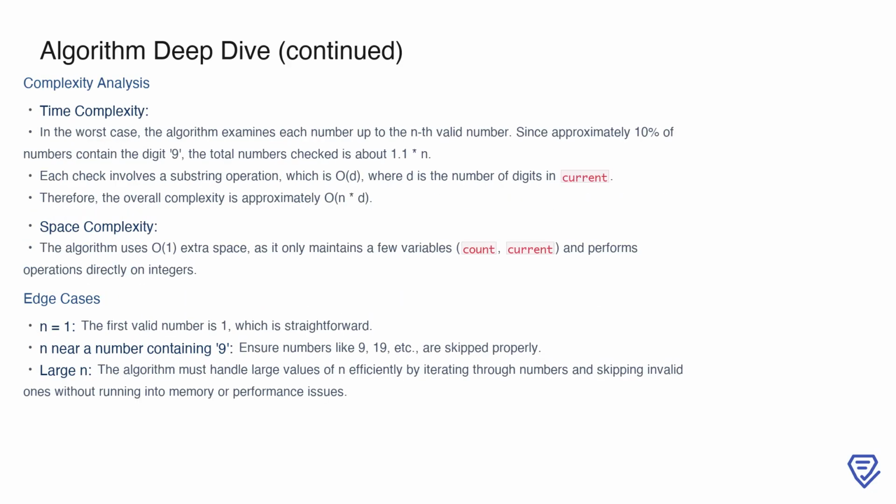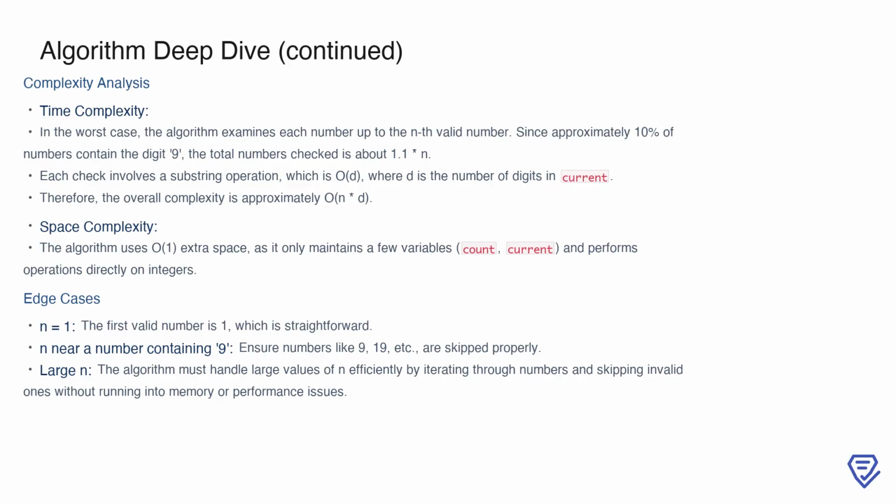Analyzing the complexity of the algorithm, the time complexity primarily depends on the number of integers checked until the nth valid number is found. Since approximately 10% of integers contain the digit 9, the algorithm checks about 1.1 times n numbers in total. For each number, the substring operation to check for 9 takes O(d) time, where d is the number of digits in the number. Therefore, the overall time complexity is approximately O(n * d).